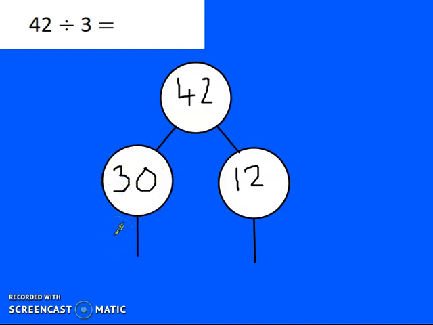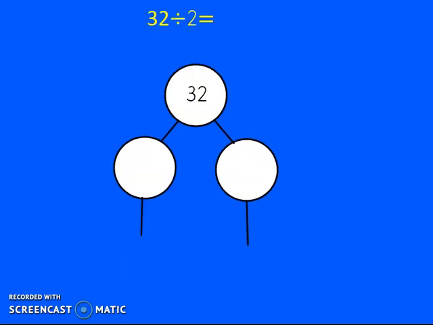That's better. So now let's have a look. 30 divided by 3, we've just done that, it equals 10. And 12 divided by 3, let's see, 3, 6, 9, 12, that equals 4. Add those two numbers together, it equals 14. So our answer to 42 divided by 3 equals 14.